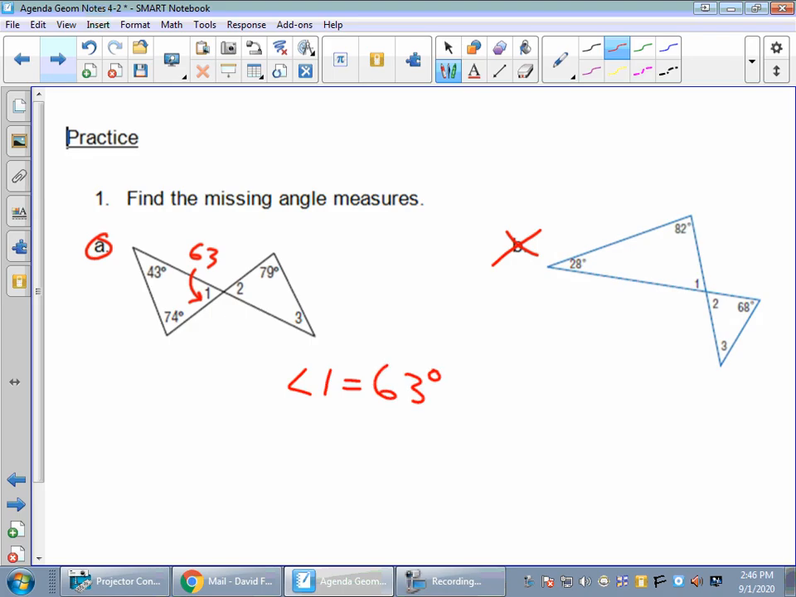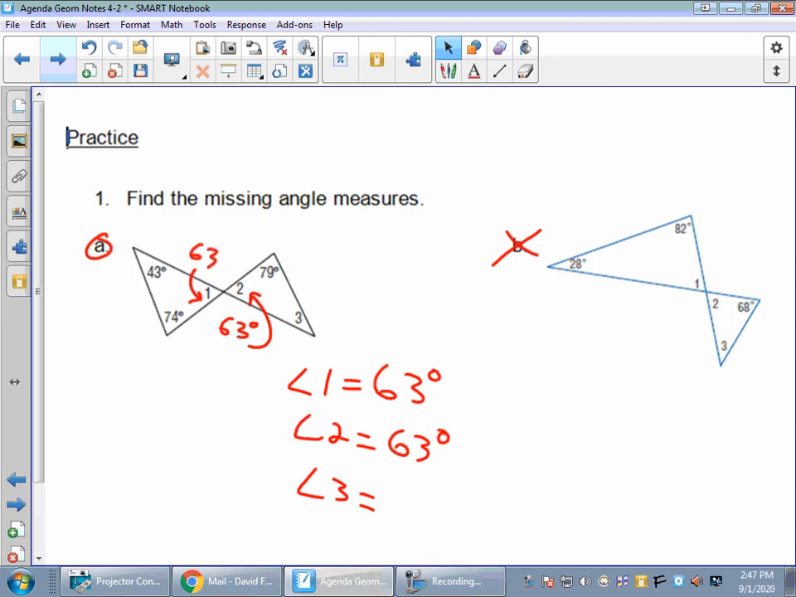Angle 2 also has to be 63, and this is going back a little ways, but vertical angles are congruent, and so 1 and 2 are vertical, so they would have to be congruent. So you kind of got to rely on some prior knowledge. And then we could find angle 3 pretty easily by saying that, well, I've got a 79 and I have a 63, so I can add those up, and 79 plus 63 is equal to 142. So 180 minus 142 ends up equaling 38 degrees for angle 3.